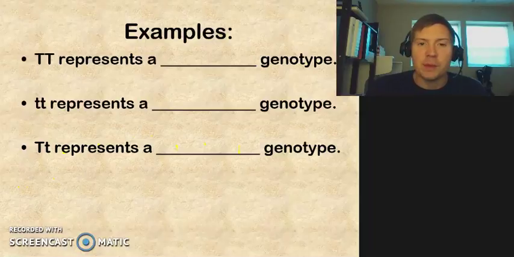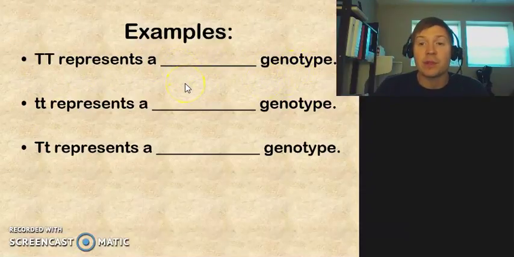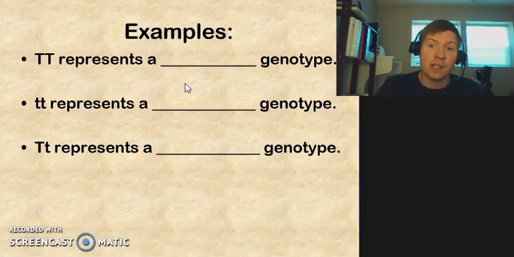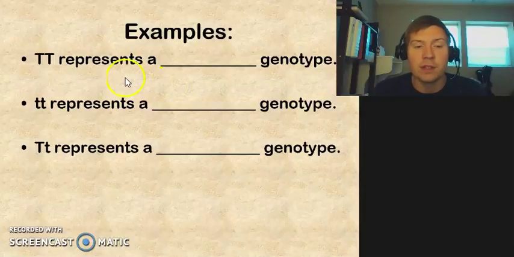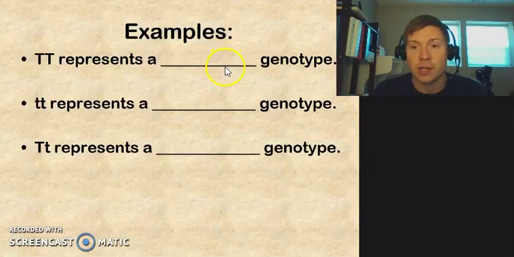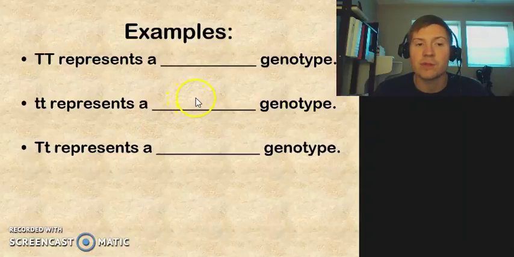So these are a few examples to test yourself. Big T represents a blank genotype. So in this blank, you need to say whether it's homozygous or heterozygous, and whether it's dominant or recessive. So big T represents a homozygous dominant genotype. That's what you should have there. Little t represents a homozygous recessive genotype.